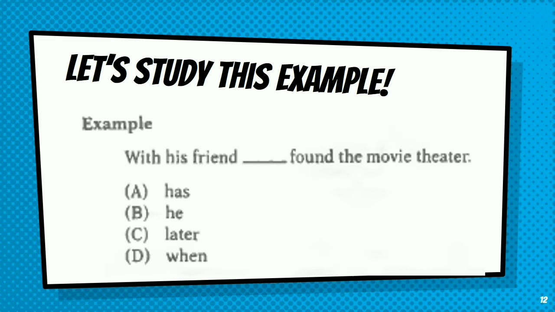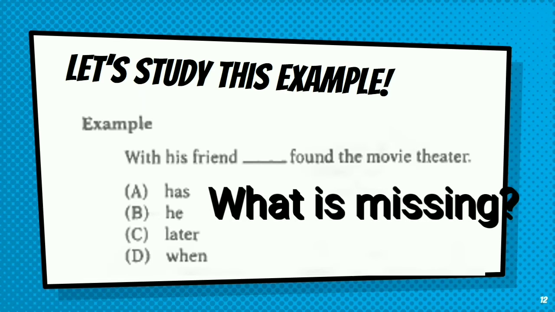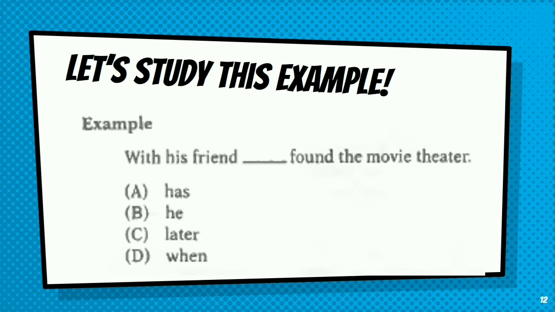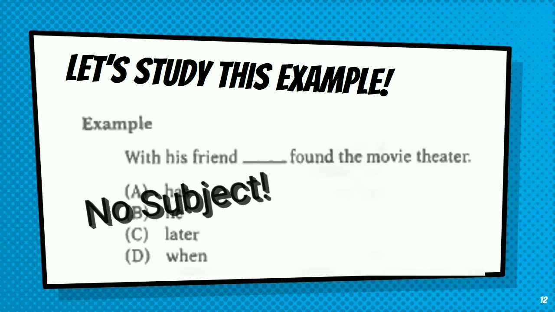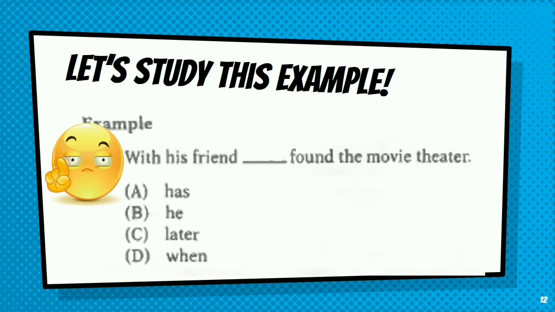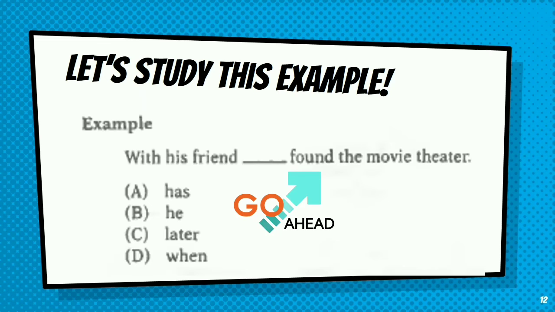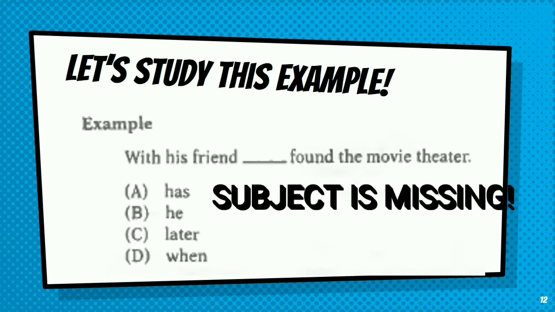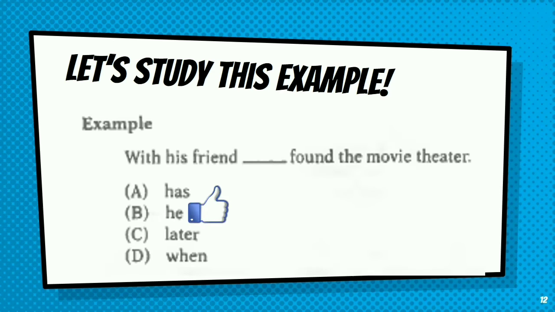Another example, with his friend blah blah blah found the movie theater. Let's analyze what is missing from the sentence. Is there any subject? Unfortunately, no subject. Do not get into the trap because of his friend. It is not the subject, but an object of preposition since it is put after the preposition with. Is there any verb? Yes, found, you can see, is a verb. So the subject is missing. We have to find it in the options. The only subject in the options is B, baby, namely he. Therefore, the answer is B, baby.